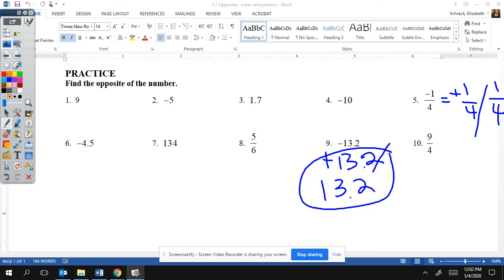So the numbers aren't changing, just the sign, which is referring to how far that number is away from 0 on the number line. Okay, this means that you have 8 problems to do on your own. Once you're done with those, you can either type them into this Word document, or you can print it out, write it on notebook paper, whatever is easiest for you to submit it to me.